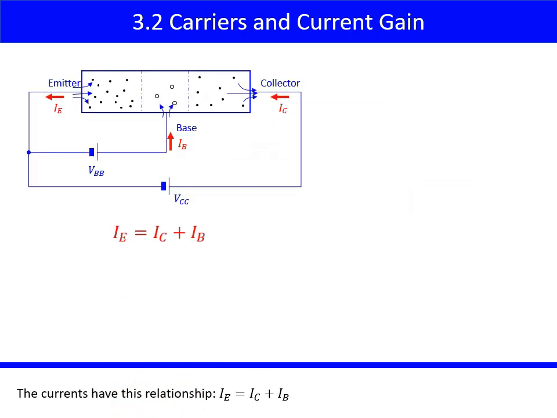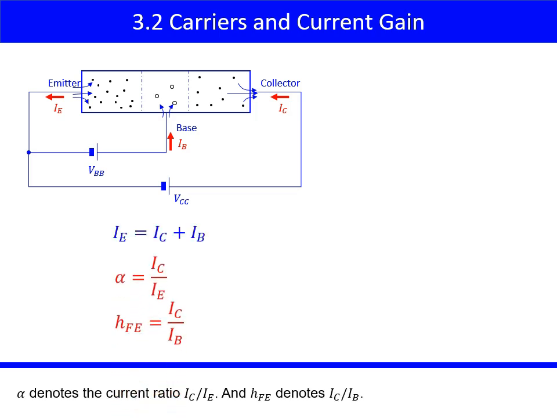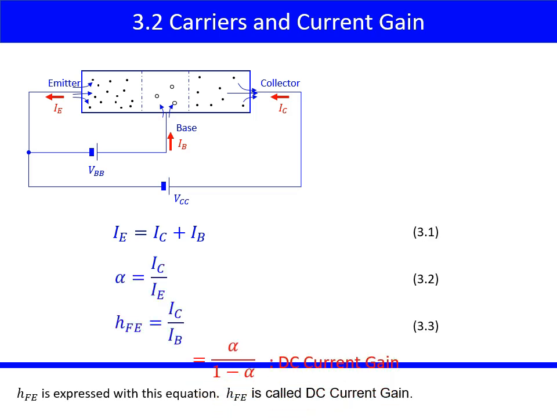The currents have this relationship, IE equals IC plus IB. Alpha denotes the current ratio IC over IE, and HFE denotes IC over IB. HFE is expressed with this equation. HFE is called DC current gain.